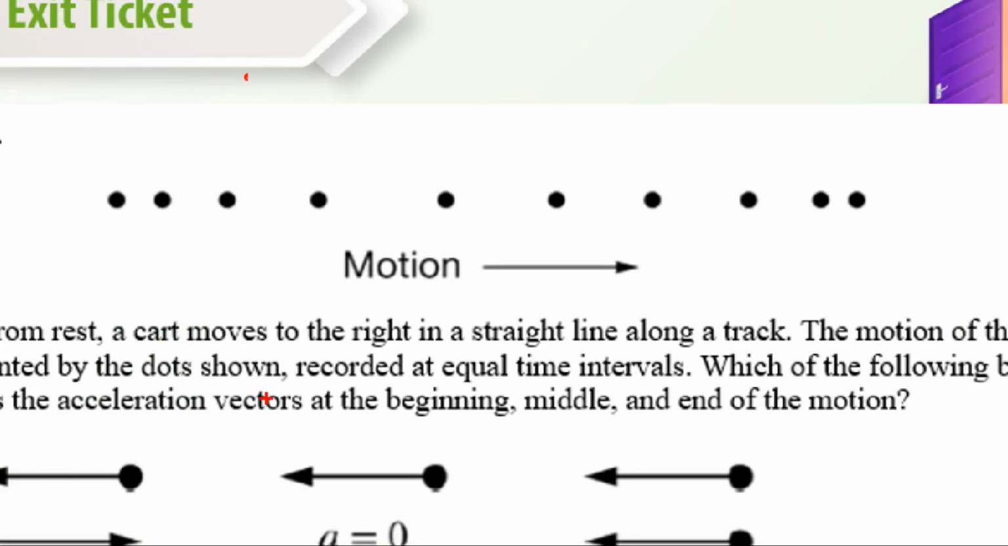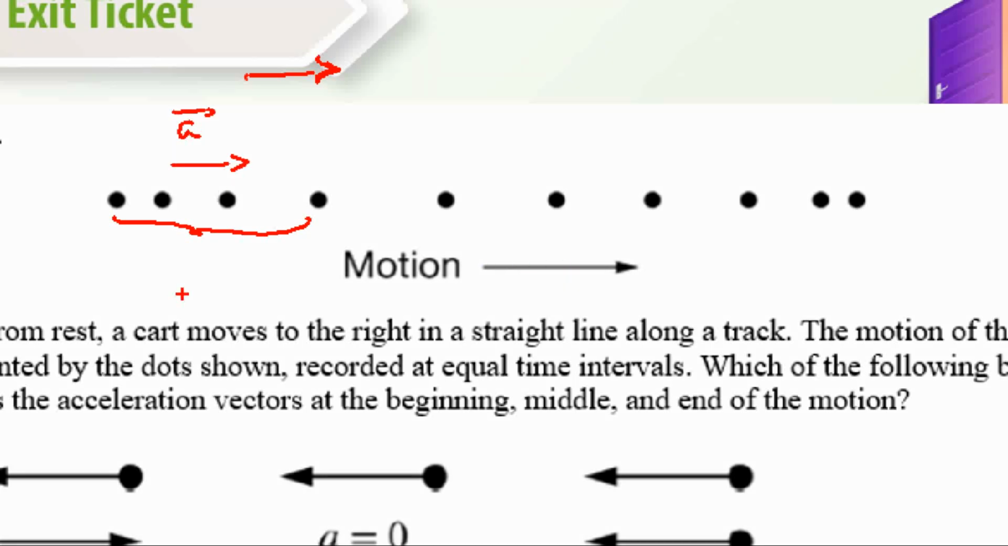Here we have an object moving toward this direction, to the right, and the position of the object for equal time intervals is being represented by a dot. From the separation distance of the dots, we need to determine the direction of the acceleration. Now if we consider the following set, we'll notice that the distance between the dots is increasing as time evolves. This means it's speeding up, which means that the acceleration will be pointing toward the direction of motion, to the right.